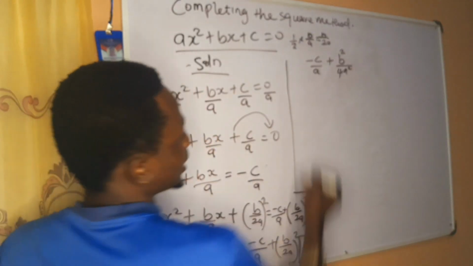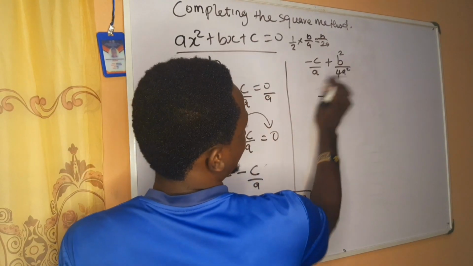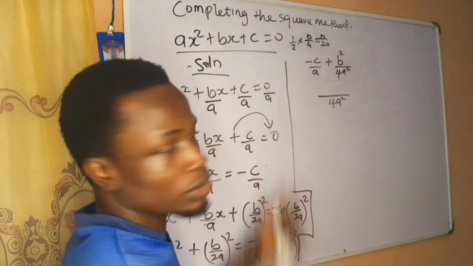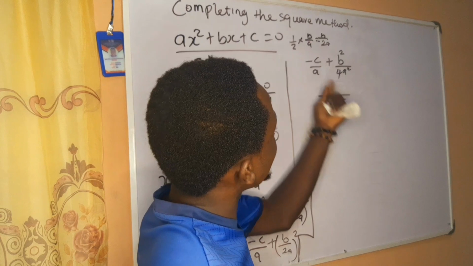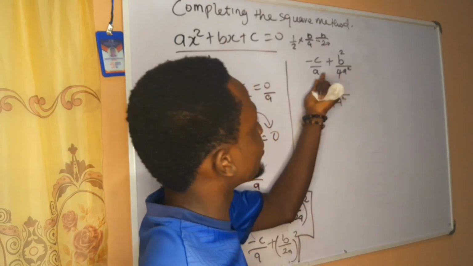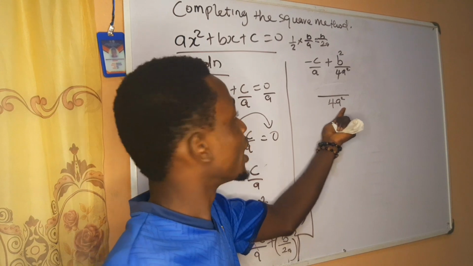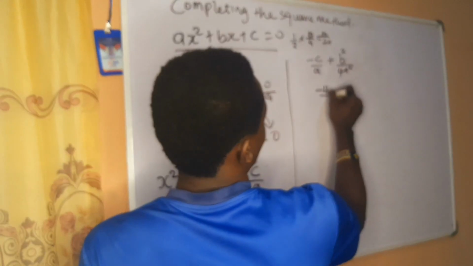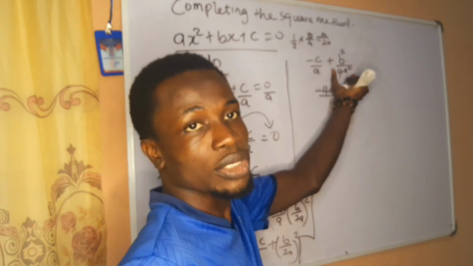So what do you do next? Find the LCM. The LCM of both of the denominators is what? 4a squared. So use it and what? Solve using normal fraction method. Then this 4a squared divided by a will cancel out just one a here, remaining just what? 4a. Then 4a times minus c will give us what? Minus 4ac. Then plus b squared over 4a squared divided by 4a squared is 1.